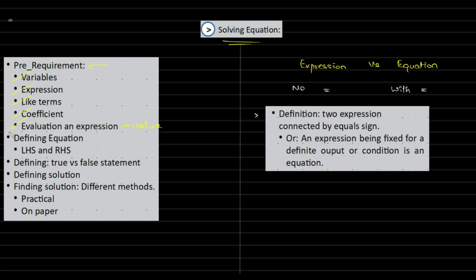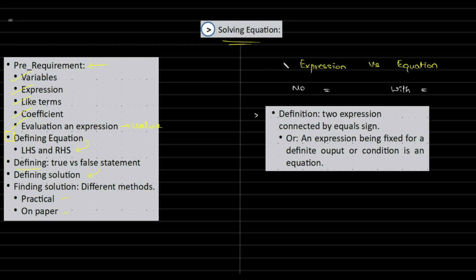So we'll be starting off with defining an equation. Along with that, we'll understand what is an LHS and RHS. We'll define true or false statement. Using this, we'll understand what's the solution. To find the solution, we'll be using practical method and on pen and paper. So here we'll be learning trial and error method and also balancing an equation method.